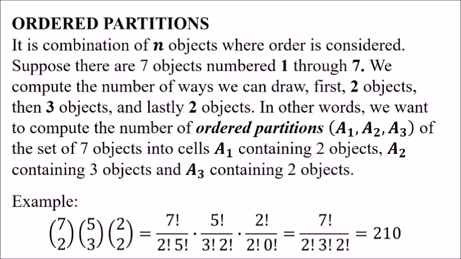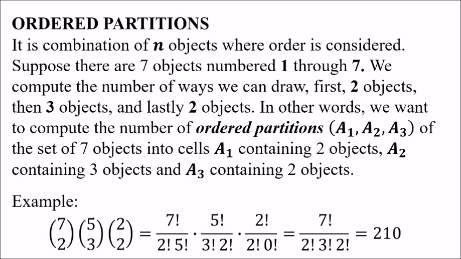In other words, we want to compute the number of ordered partitions, say for example, A sub 1, A sub 2, and then A sub 3 of the set of 7 objects into these 3 cells. For A sub 1 containing 2 objects, A sub 2 containing 3 objects, and A sub 3 containing 2 objects. So we will do these procedures in order.